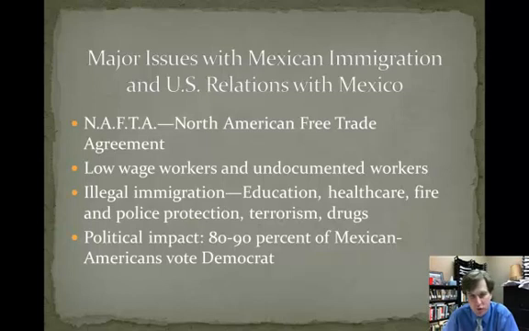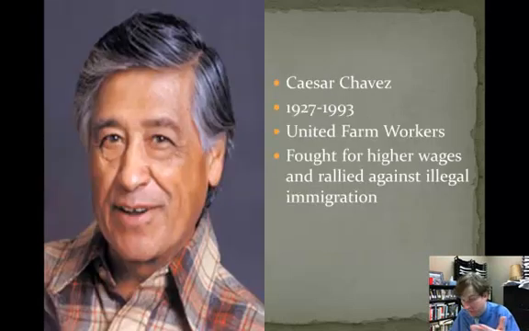Illegal immigration, though, is going to place a strain on things like education resources, health care, fire and police protection, terrorism, because there's this unsecure border. You can get drugs or other things into the United States very easily. And, of course, the political impact of our relation with Mexico, 80 to 90%, maybe even higher, of Mexican Americans vote Democrat. So that's going to have a major factor in American politics in winning elections in the future.